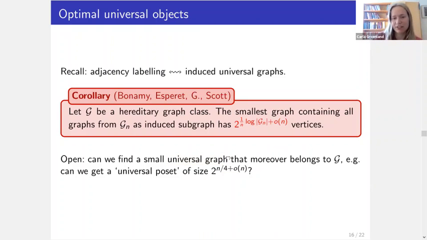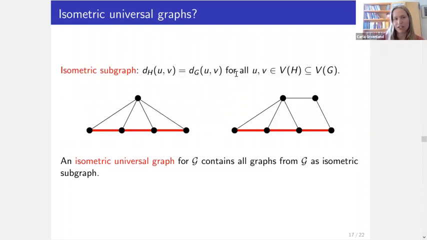And that also brings me to the second part of this talk, where we're going to try to get more properties on this universal graph than just being induced universal. And we'll see that it's actually quite difficult to find a good labeling scheme that really gives this correspondence, because here we have this very nice correspondence between adjacency labeling and induced universal graphs. But we haven't been able to find this for the isometric universal graphs.